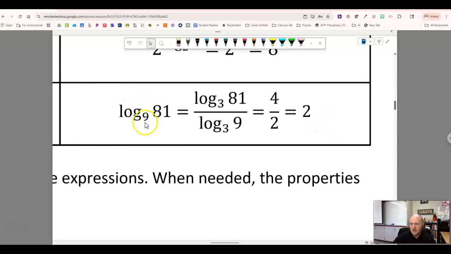Here's an example of how it would look. I have log base 9 of 81. This one you could actually simplify, but aren't they both family 3? So I write log base 3 of 81 divided by log base 3 of 9. This is also useful before advanced calculators like TIs.